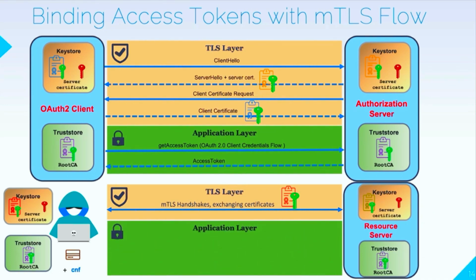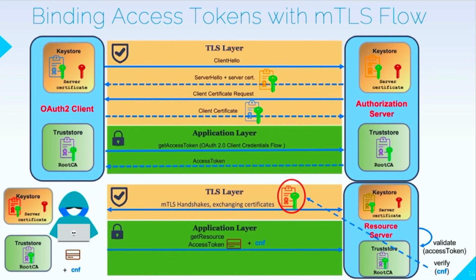Now, let's assume the attacker's certificate is from a trusted certificate authority and passes the TLS layer validation. The resource server then proceeds to validate the access token and verify the CNF claim. This is where the issue arises for the attacker. The CNF claim in the token doesn't match the attacker's certificate because it's bound to the client certificate. This mismatch results in the resource server rejecting the request as unauthorized, effectively preventing the attacker from using the stolen token.